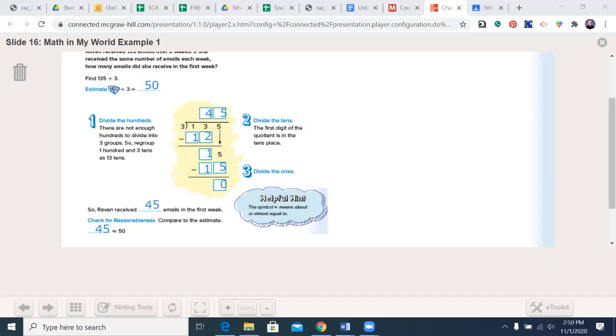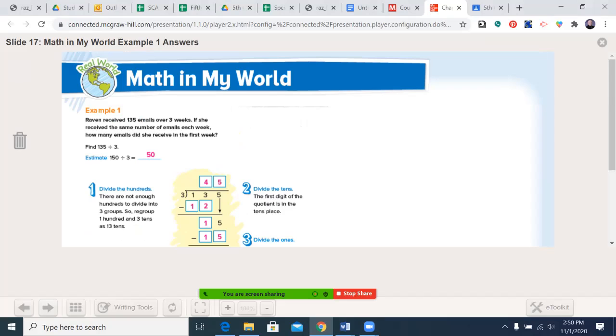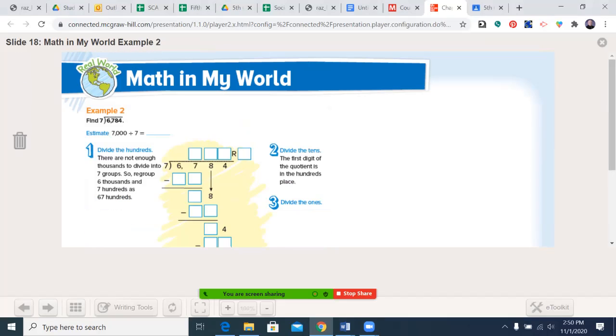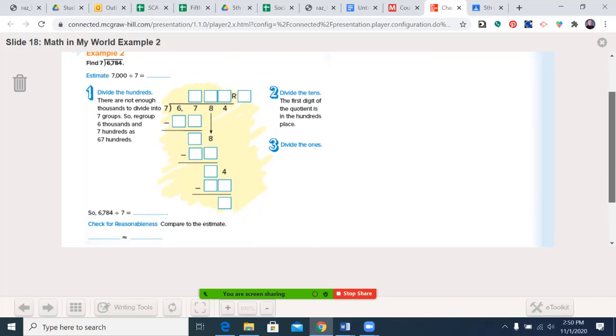I'm going to go ahead and clear the drawings. You see that our answers look good. So let's go to the top of the next page, page 210. And this will be example 2. And we have 6784 divided by 7. Get this exactly how I want it.